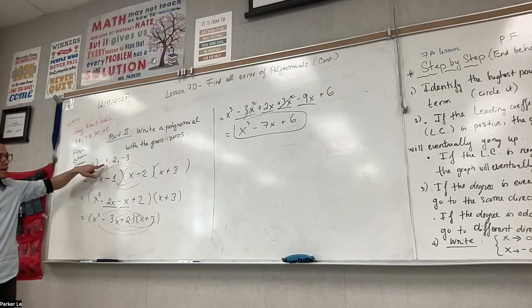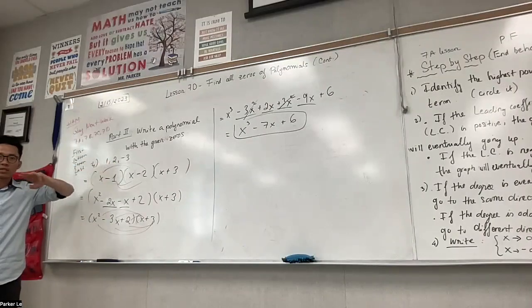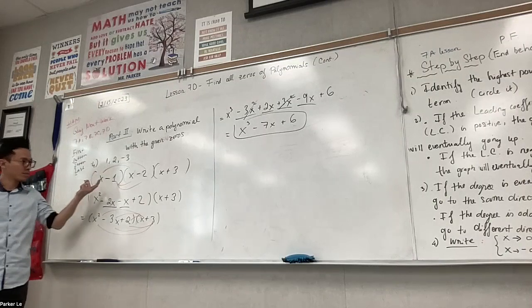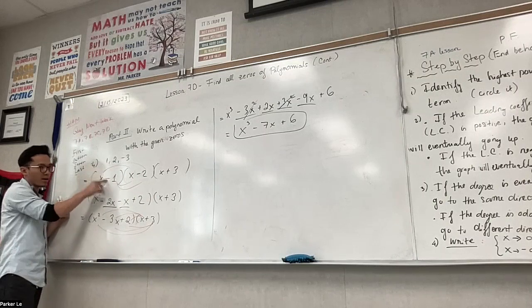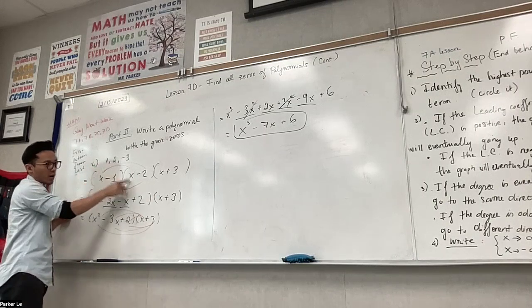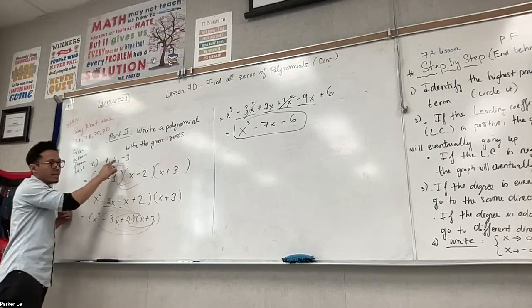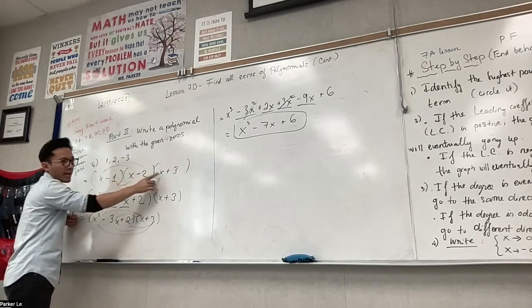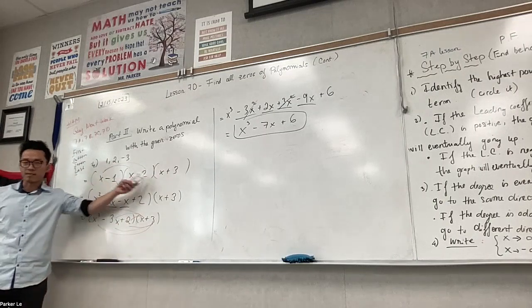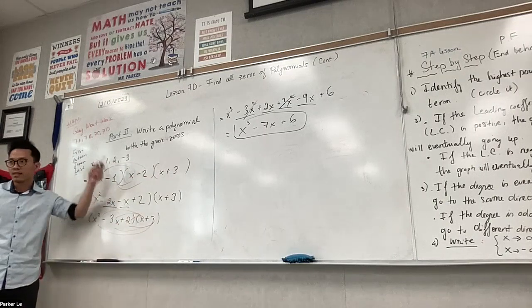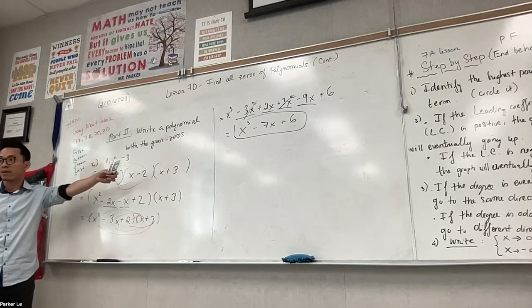Now I'm telling you the solutions are 1, 2, and negative 3. How many solutions do you see here? 3, so 3 parentheses. Because 1 is a solution, when you rewrite it, it's going to be x minus 1. 2 is a solution, so it is x minus 2. Negative 3 is a solution, so it's going to be x plus 3. After I write this, basically I'm done, but I need to distribute everything to get to the polynomial standard form.